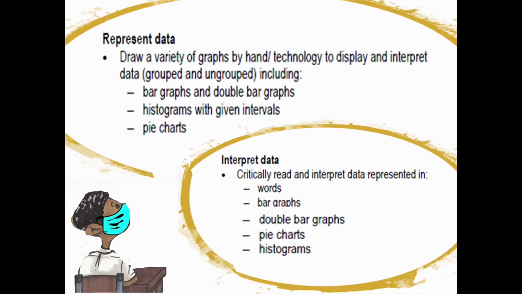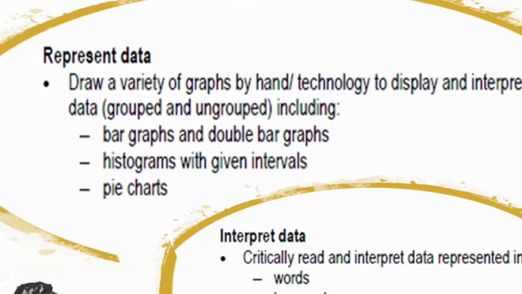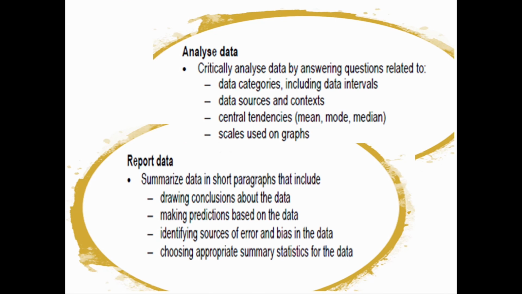Grade 7s will add the drawing of histograms with given intervals as well as pie charts to their portfolio of graphs. Further to what they have learned about the analysis of data, they must be able to interpret the scales used on graphs. Reporting of data will also involve making further predictions based on data, identifying sources of error and bias in the data, and choosing appropriate summary statistics for the data. These aspects are all in addition to what they have learned about data handling in Grades 5 and 6.